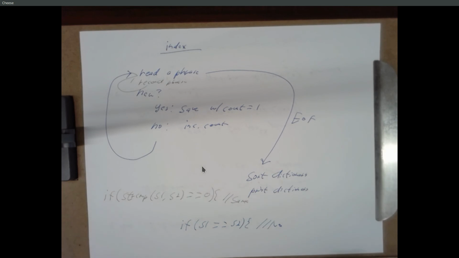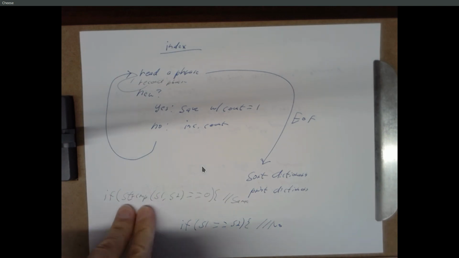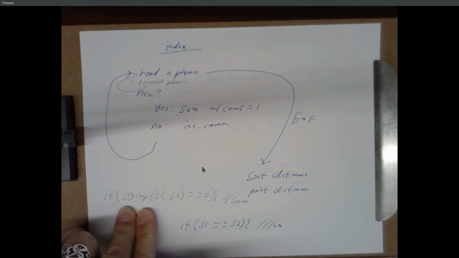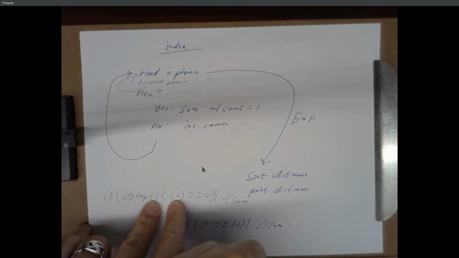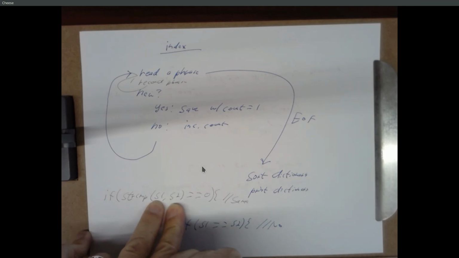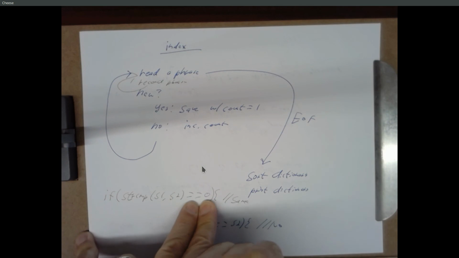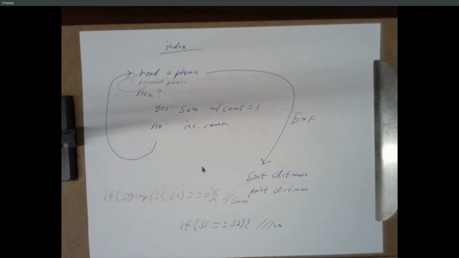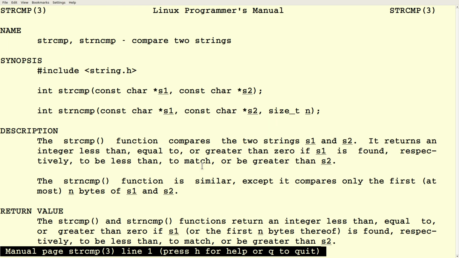If you say if s1 equals s2, that's not going to compare the strings. Okay, so for strings you can't just use double equal, you got to use string compare. What string compare does is it actually goes through character by character and compares each character. And if any characters are different, or if the length of these strings is different, it'll return something non-zero. And then you know they're not the same. So string compare, it's in string.h, and you can read the manual page on it.